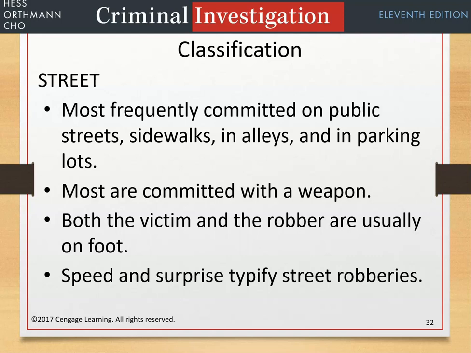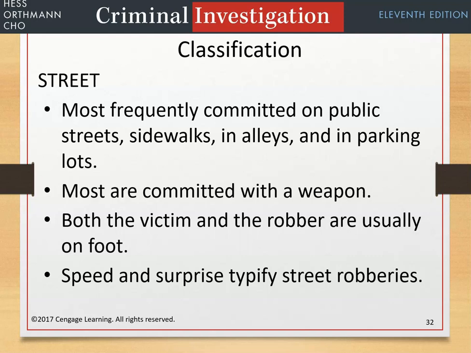Speed and surprise typify street robberies, meaning that's typically how it happens, which are often crimes of opportunity with little or no advanced planning. Now, because such robberies occur so fast, the victim is often unable to identify the robber. And sometimes the victim is actually approached from behind and they never see the attacker.